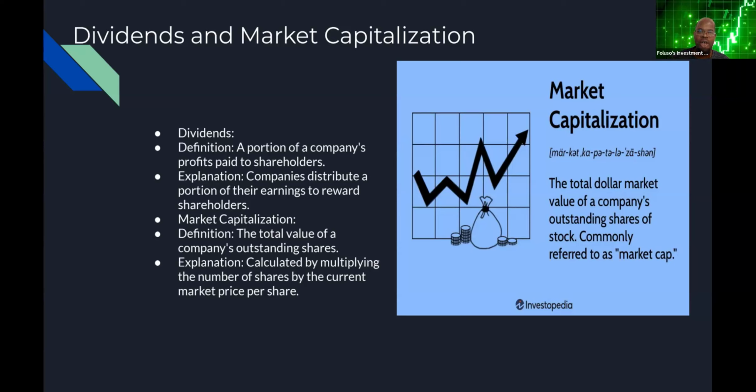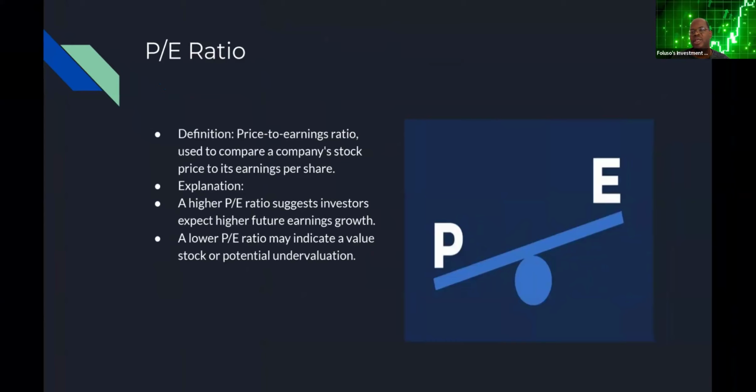So it's going to vary from time to time. It's the number of shares multiplied by the current price. The next thing we'll be looking at is P/E, that's the price to earning ratio. This one we use to compare companies.